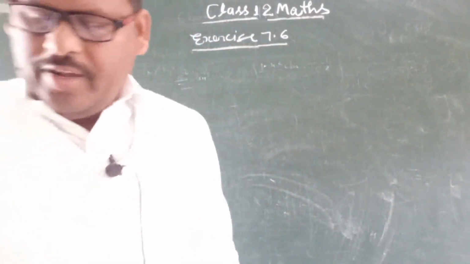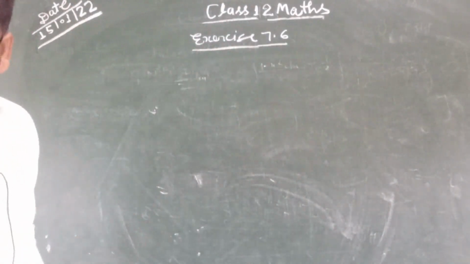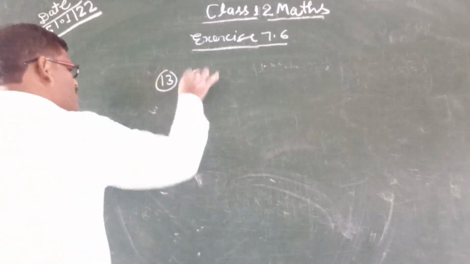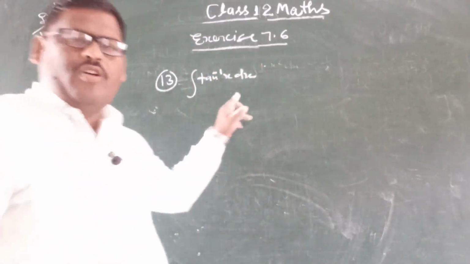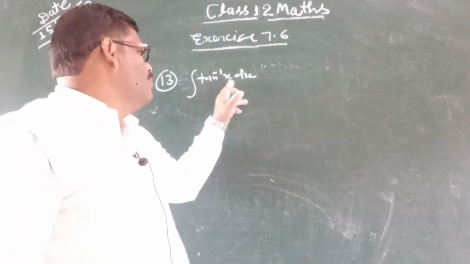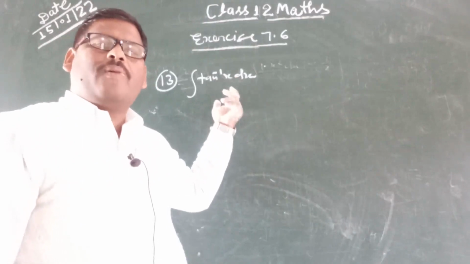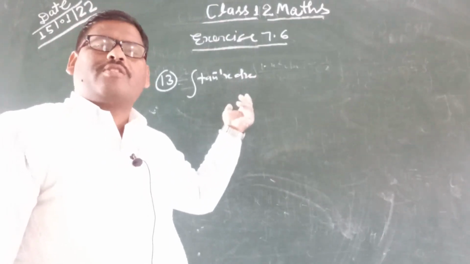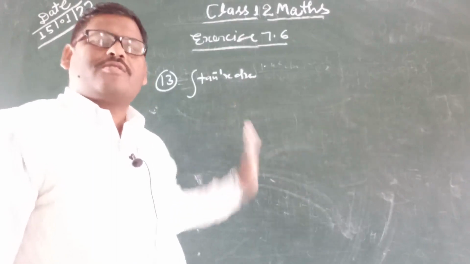Next question, question number 13, that is integration of tan inverse x dx. Here it is only one function, that is tan inverse x. But you cannot find the integral value of tan inverse x directly; there is no formula corresponding to it. But by multiplying by 1, you can apply the product of two functions, means integration by parts.